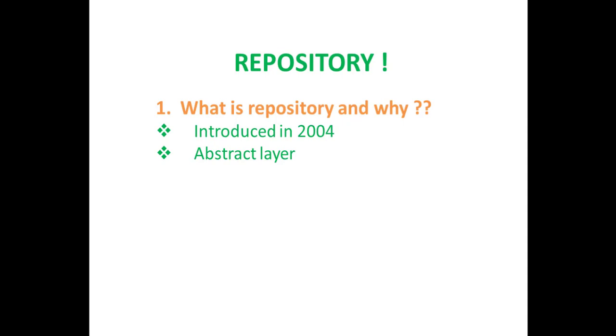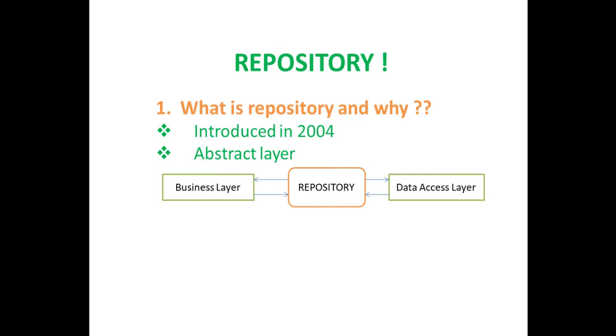It will be clearer if you see the diagram. As I was saying, it's a layer between your business layer and data access layer. From your business layer, we can request data from the repositories, and your repositories will provide the data to your business layer, and the repository will request the data from the data access layer.